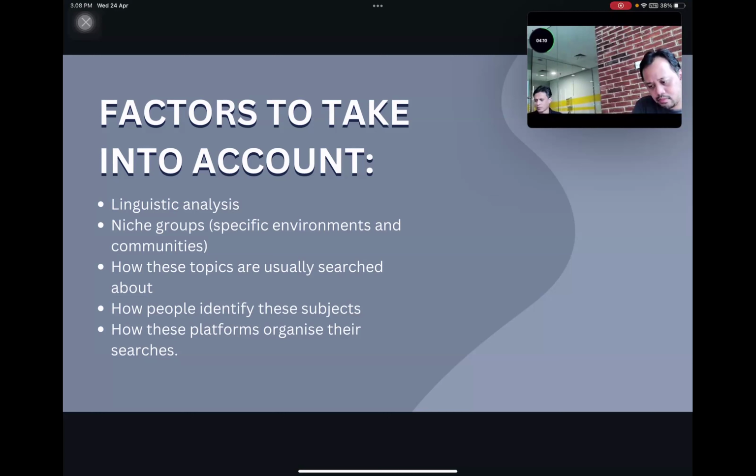So yeah, niche groups, specific environments and communities, such as people from Bali sharing their experience living there versus people from Bali sharing their experience living abroad. And then, yeah, how these topics are usually searched about, how people identify these subjects, and how these platforms organize their searches, all so that I could have a better accuracy to know what I'm doing. That is all. Thank you.